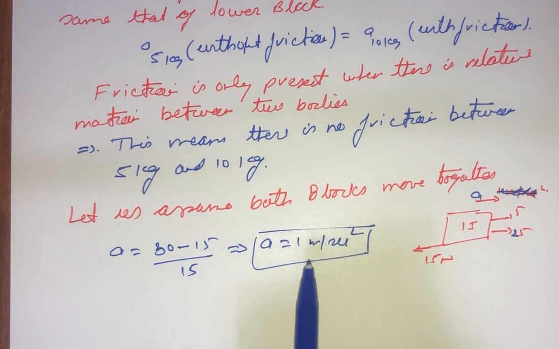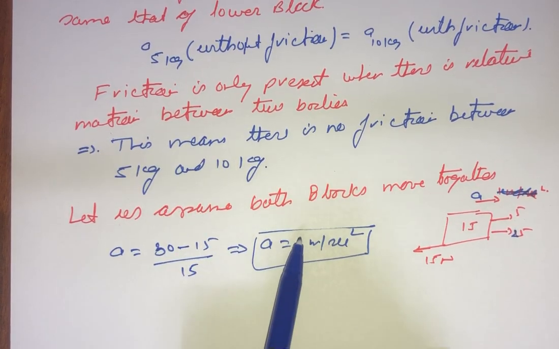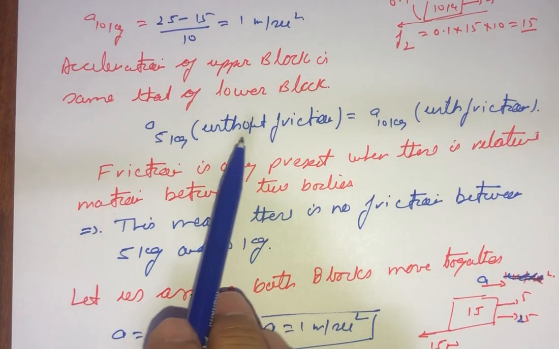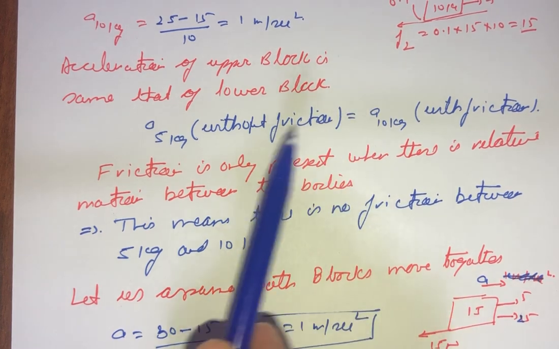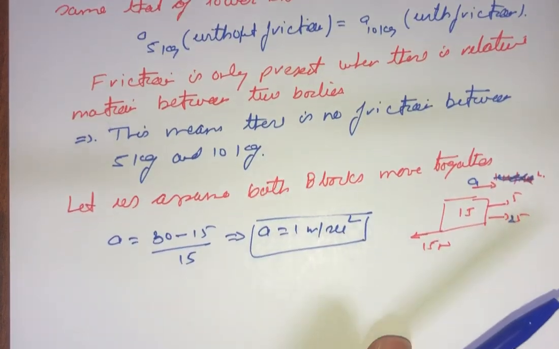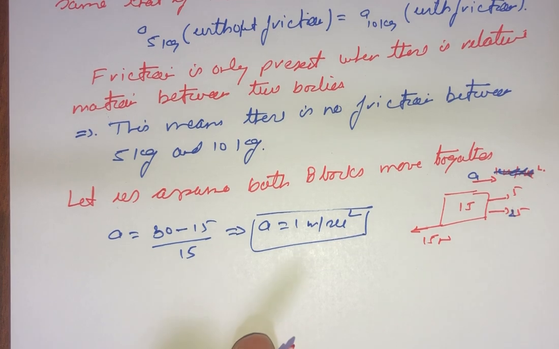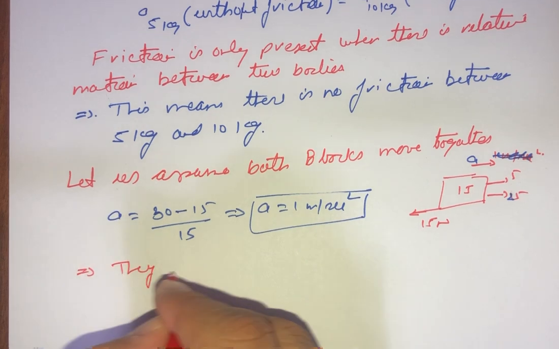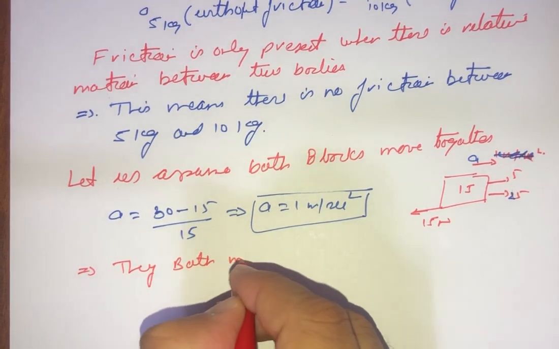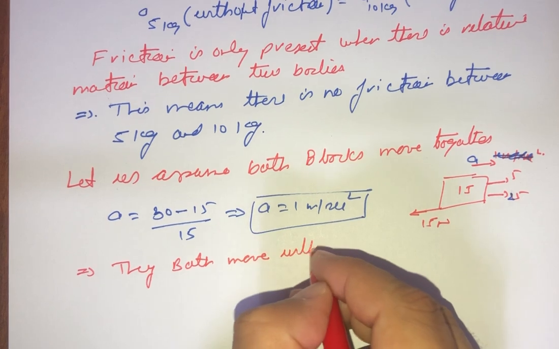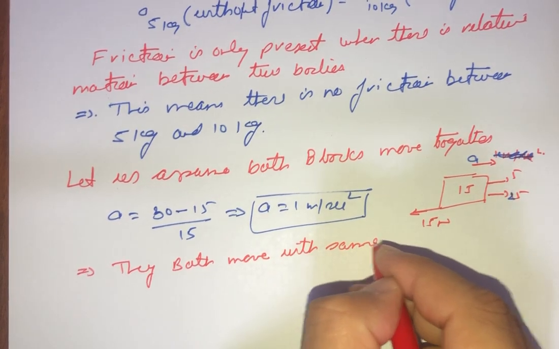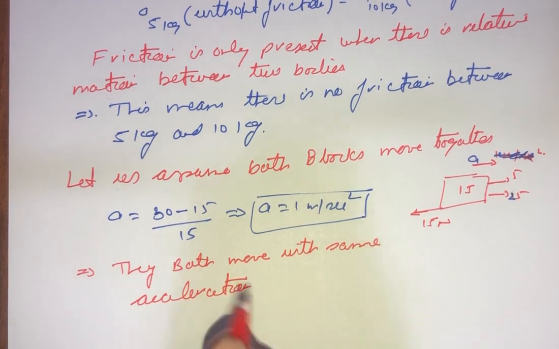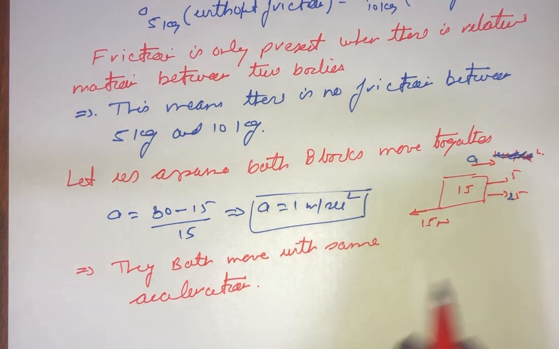So indirectly you can also prove the same thing, that both the blocks will be moving with the same acceleration, as there is no relative motion between the 5 and 10 kg blocks. We can see that they both move with the same acceleration. Thank you.